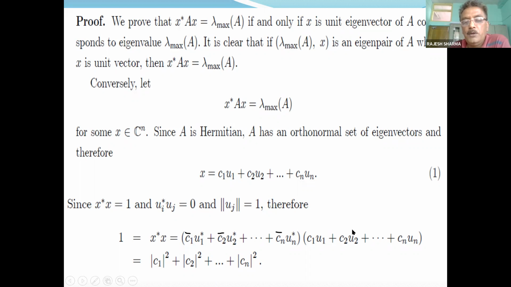And then U2 star U2 is 1. Therefore, this equals mod C2 square plus so on up to this last mod Cn square. So this sum is 1.